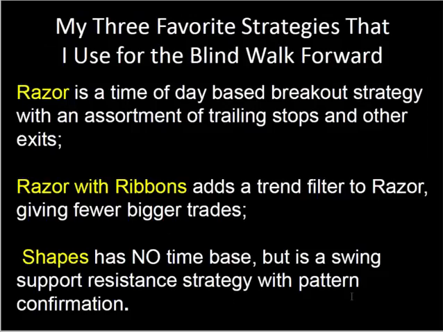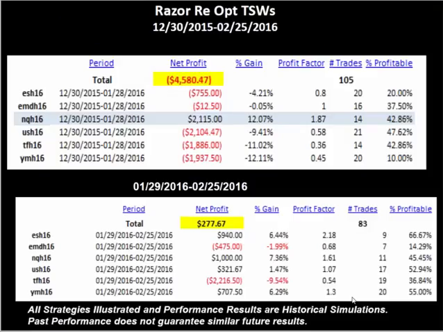Now, you know my three favorite strategies. It's Razor, Razor with Ribbons, and Shapes. Razor and Razor with Ribbons are both a trend breakout type strategy, and they work very well when the market's trending. Shapes has no time base, but it's a swing support resistance strategy with some pattern confirmation. I've told you starting January this year, looking at last year, Shapes was the very best of the three systems, and the Russell on the original Shapes tune was the best one.